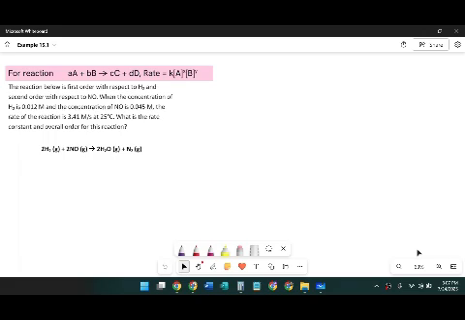So let's start with the overall order because that one's easy. They told us that it was first order with respect to H2, so we're going to use X for that. That means 1. And with respect to NO, it told us it was second order, so we're going to call that one Y. For the overall order for this reaction, we just add those two numbers. That's 3. The rate constant, however, we have to do a little bit more work for.